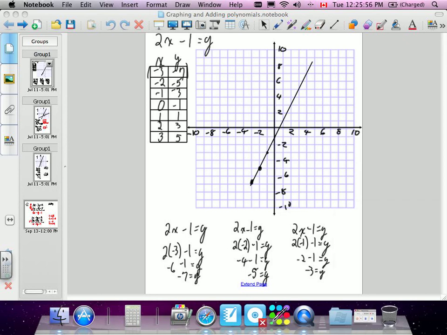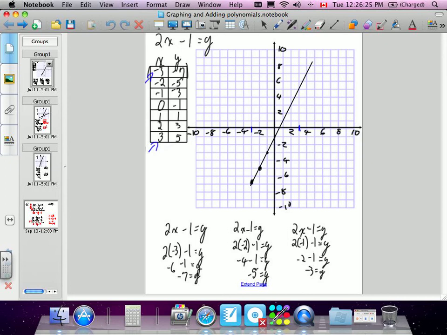Okay, so the first style of graphing we did was graphing using a table. This was our linear equation, 2x minus 1 is equal to y. We created our table, and then we chose numbers within our graph. Our graph went from negative 10 to positive 10, so we decided to use from negative 3 to positive 3 on our table.